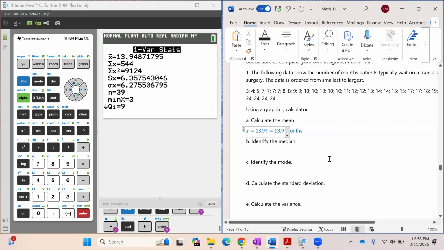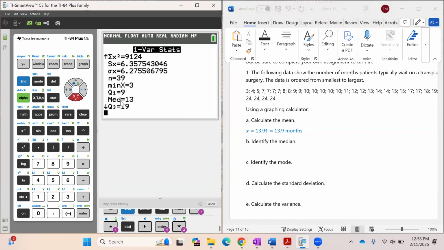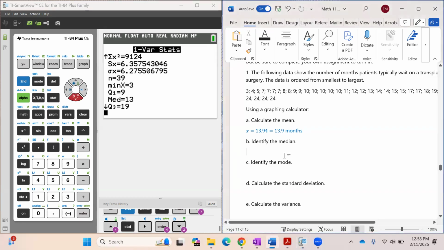Okay, so for the median, we are given the median in our calculator as well. It says median equals 13. So that's pretty easy. And what we would say here is median equals 13 months. Don't need to round or anything like that.